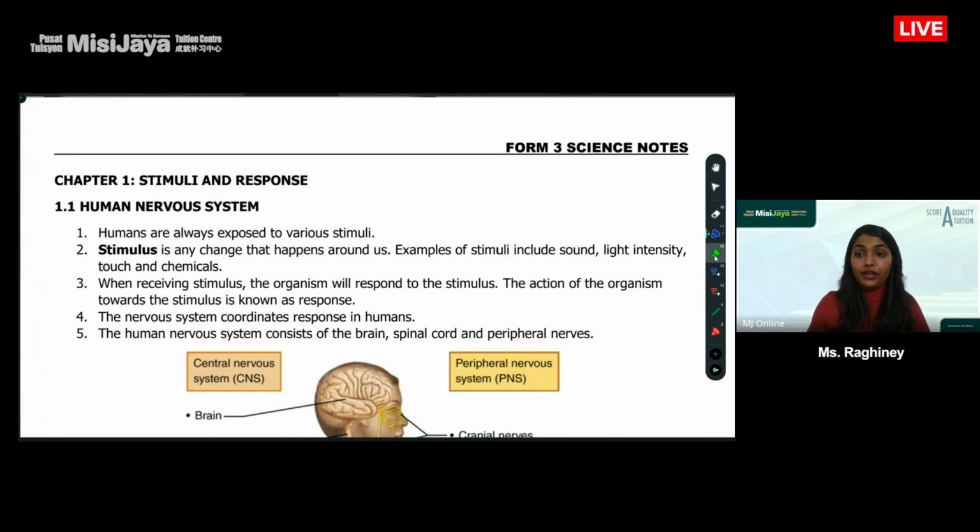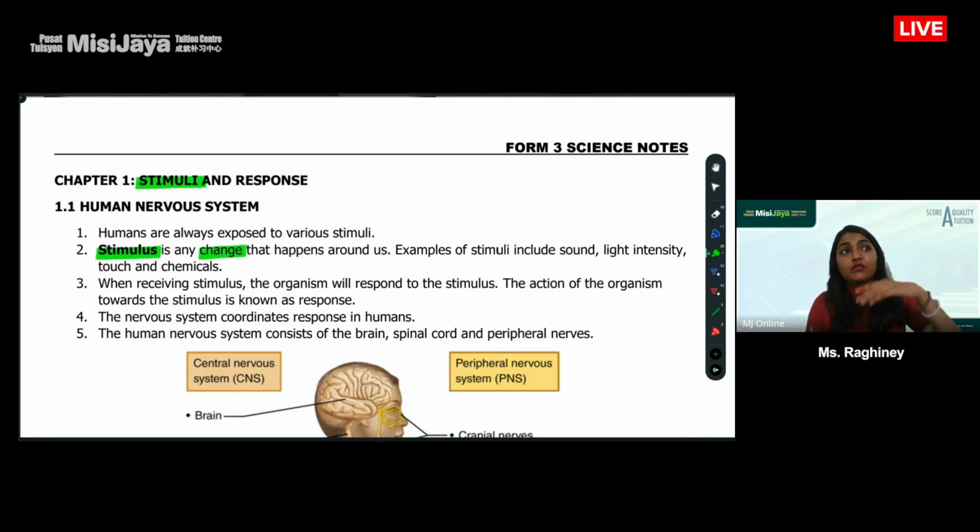For chapter 1 of Form 3, stimuli and response. Have you ever heard of the word stimuli before? What is a stimuli? Or another word, stimulus. Okay, stimuli is plural, stimulus is singular. Stimulus is any change that happens around us.